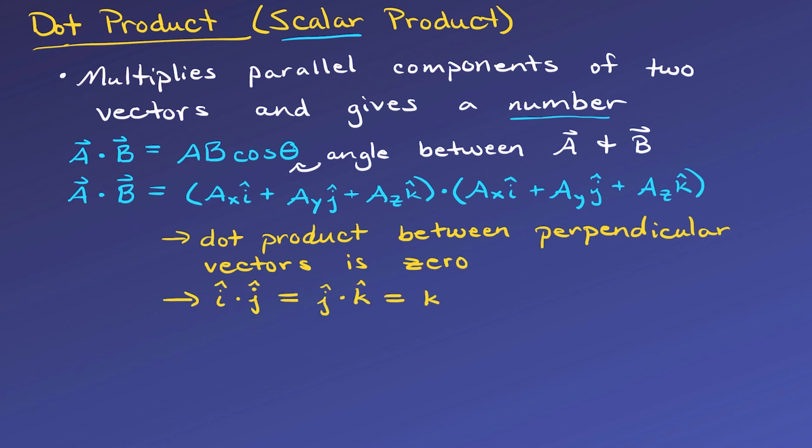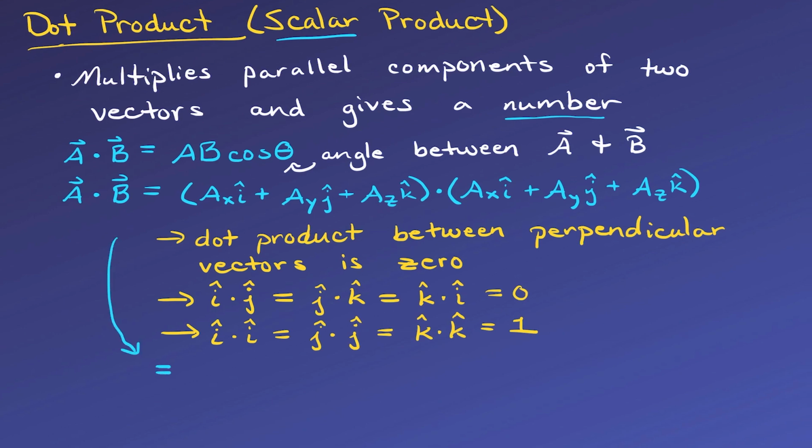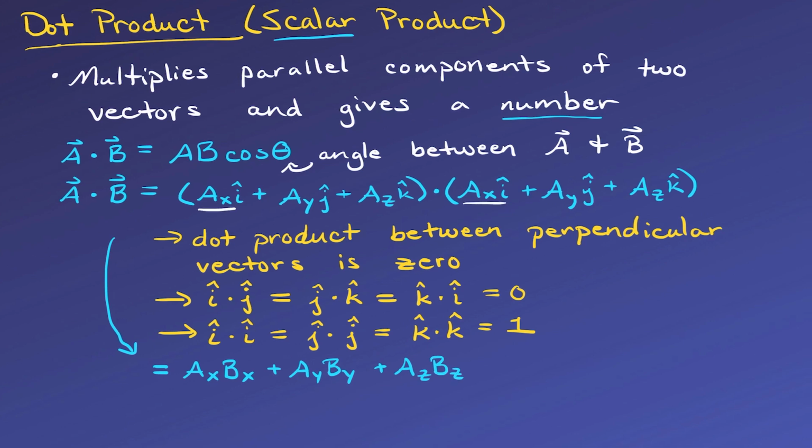So by definition, the dot product between any two vectors that are perpendicular is always 0. This means only the terms with like components will survive. And the magnitudes of the unit vectors are just 1, so they sort of disappear when multiplying by 1. Then we're left with the product of like components all added together.